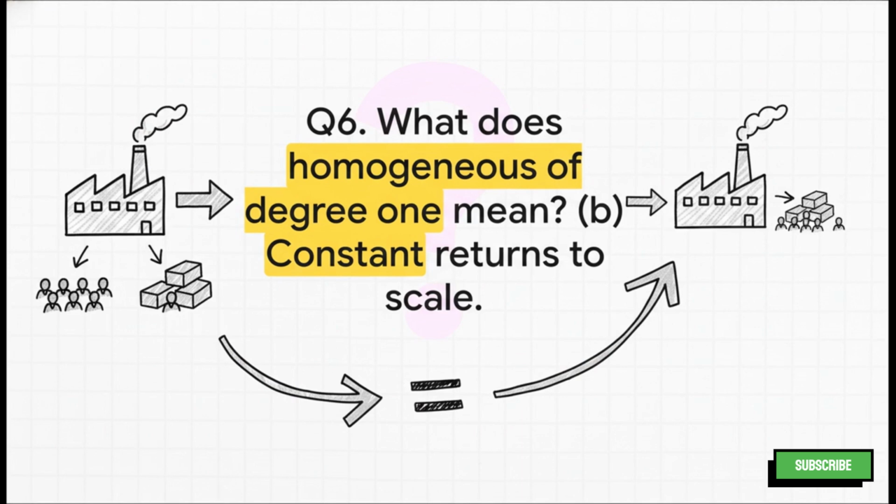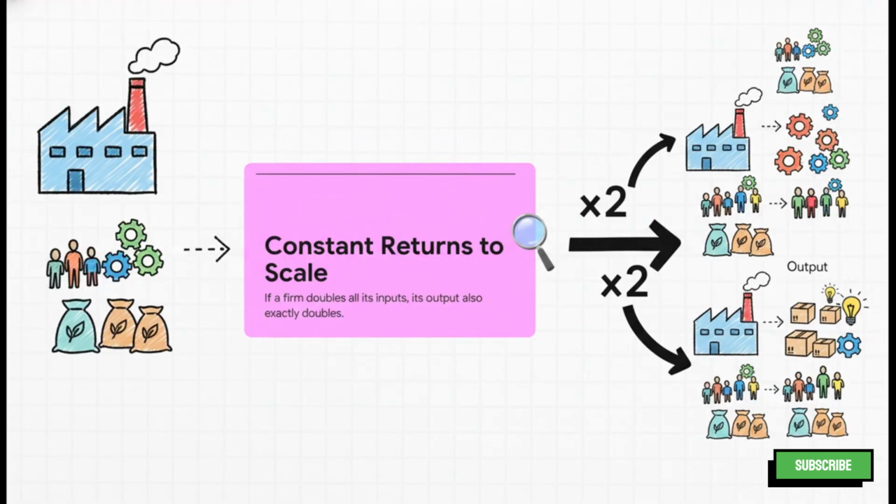Now, this next question might sound a bit technical, but the concept is actually very easy. When a production function is homogeneous of degree 1, it simply means that it shows constant returns to scale. But what does that mean in plain English? It's really simple. Let's say a factory doubles all of its inputs, double the labor, double the capital, double the raw materials. If its output also exactly doubles as a result, that's what we call constant returns to scale. The increase in output is exactly proportional to the increase in input.